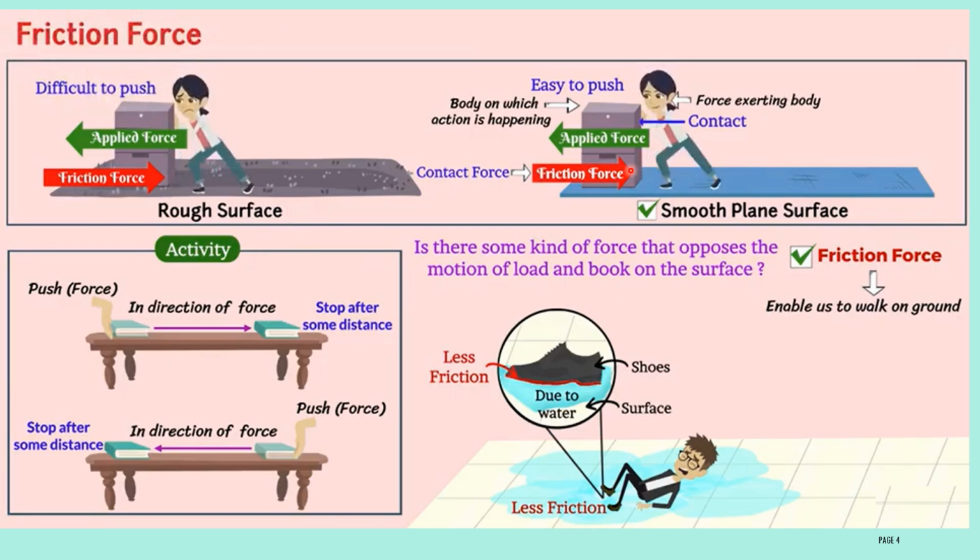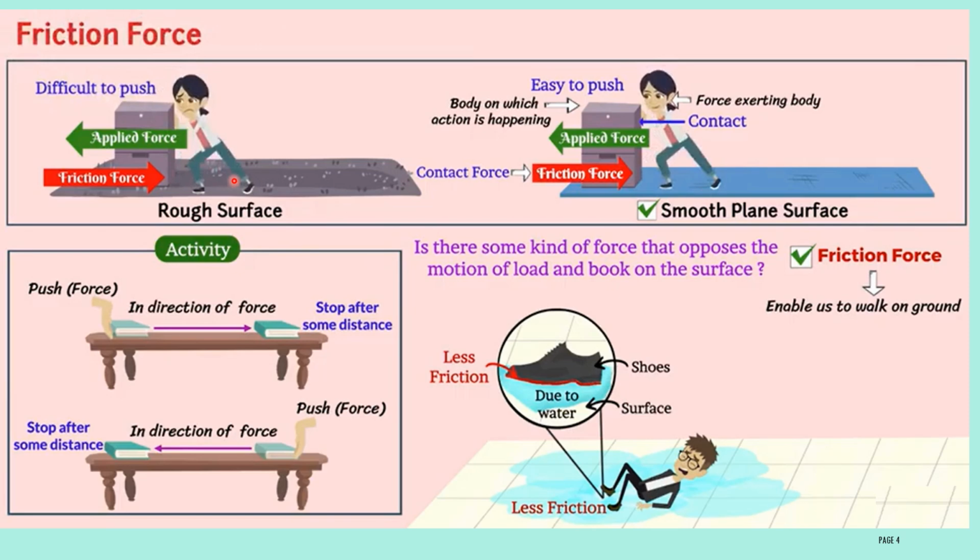Here the smooth surface gives less friction, and the rough surface gives more friction. Here this girl is applying a force on the wooden box. The wooden box will move in this direction. Then the frictional force acts opposite to the applied force. On the smooth surface the wooden box moves very easily because of the less friction.